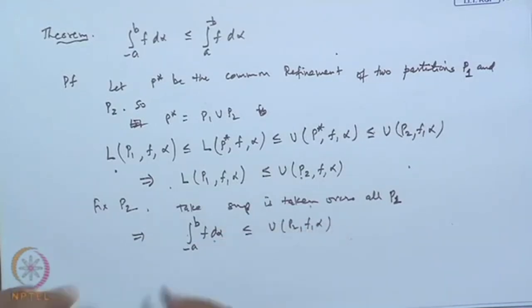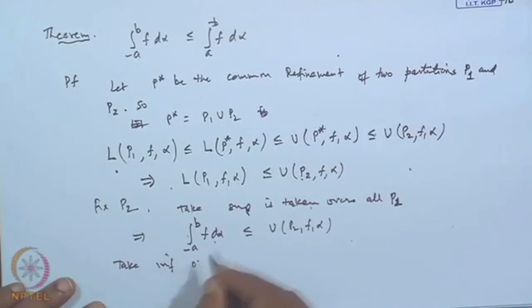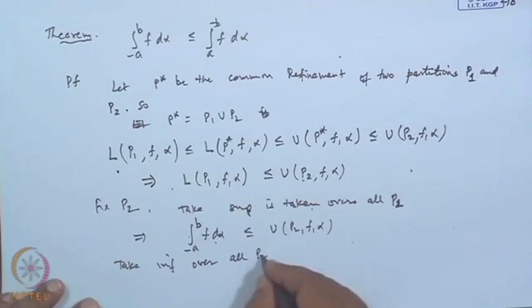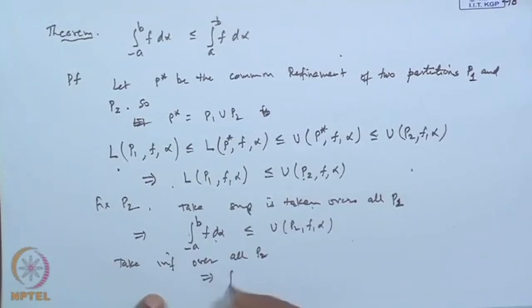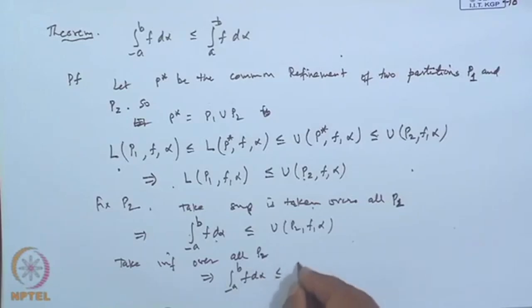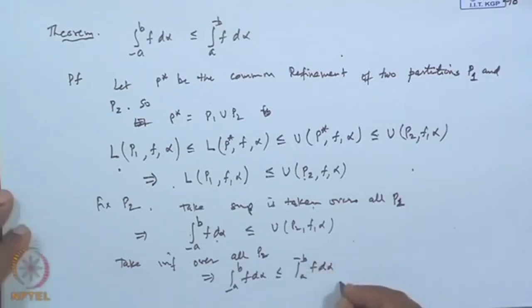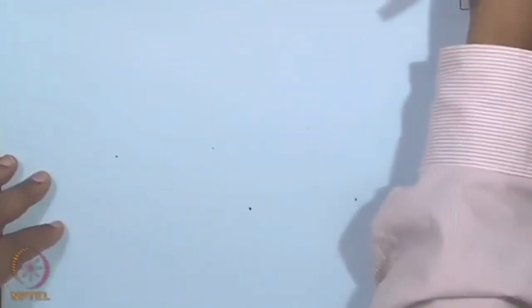Now, again you take the infimum value on the right hand side, the infimum over all P2. So, when you take the infimum, it will give the upper sum. We get from here that the lower integral of f d alpha is less than or equal to the upper integral of f d alpha. I mean, this proves the result. Okay. So, it is an interesting result.